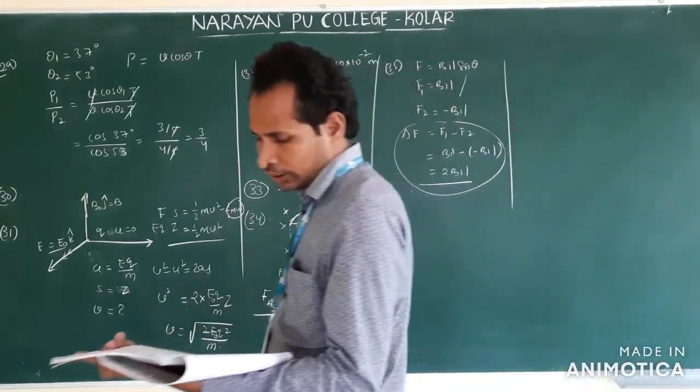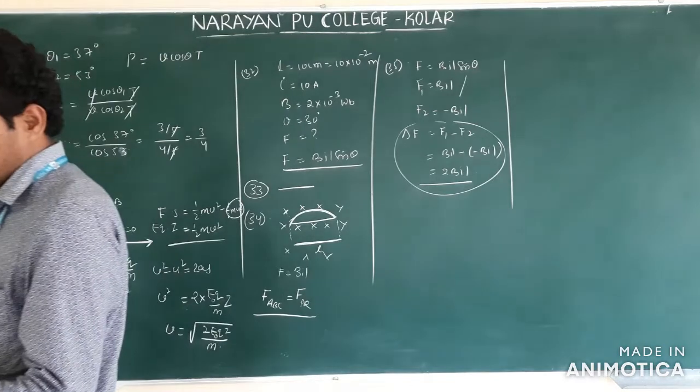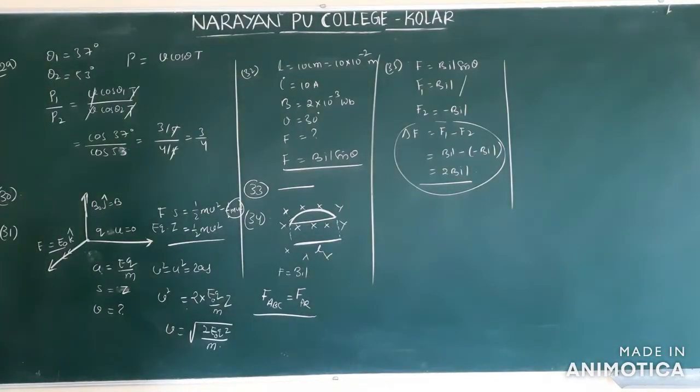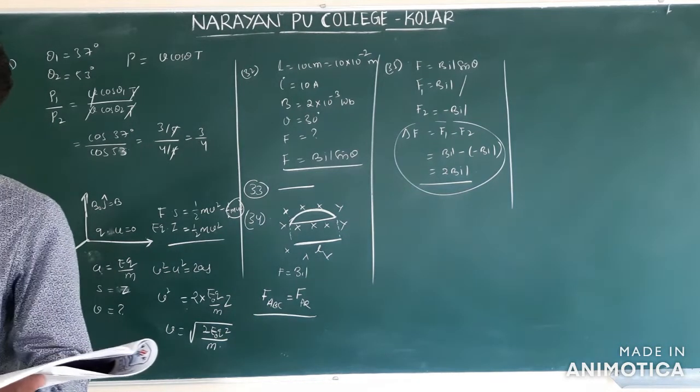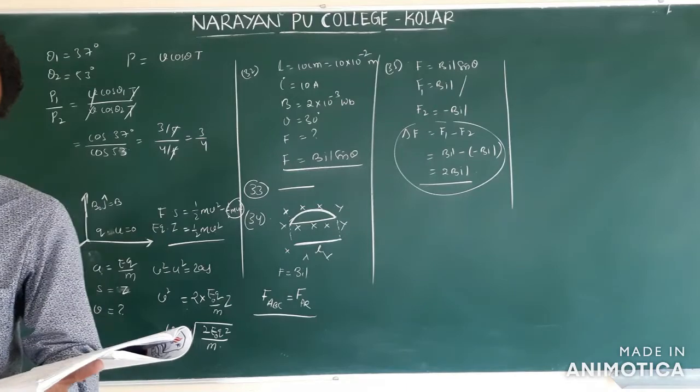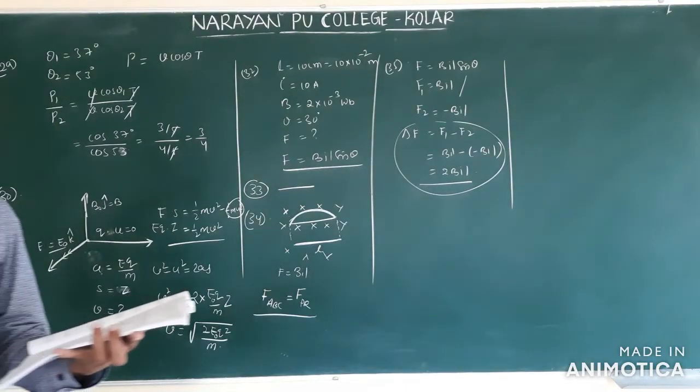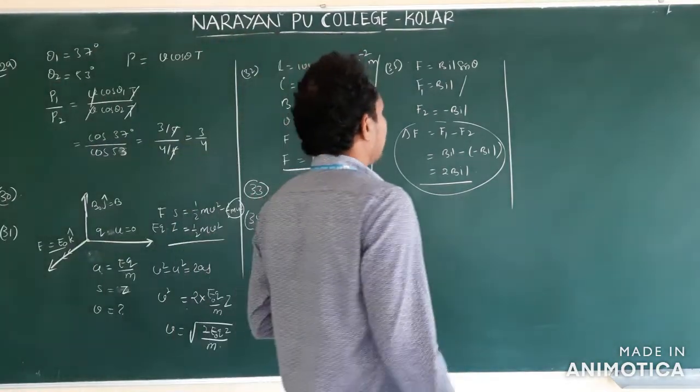Next, 36. A square loop of side B is placed at a distance B away from a long wire carrying the current I naught. If the loop carries a current I, then the nature of the force on the loop and its magnitude is?